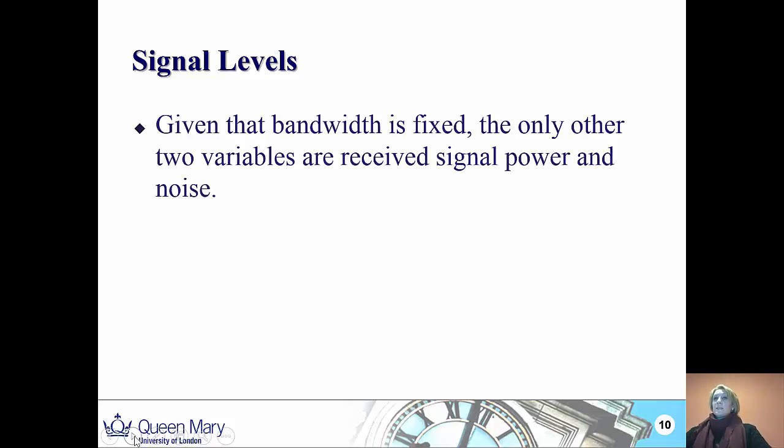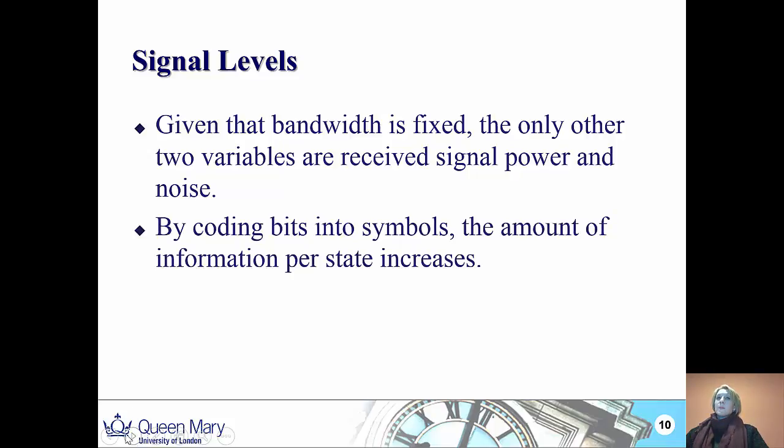Okay, so the bandwidth is fixed in reality, and the only other variables that we can interfere with, if you like, are the signal power and the noise. So we have to manipulate our communication scenario in relation to the signal power and the noise in order to increase the amount of data which may be transmitted across the network.